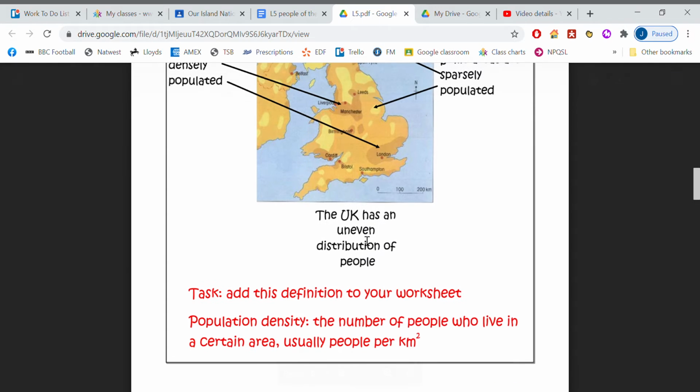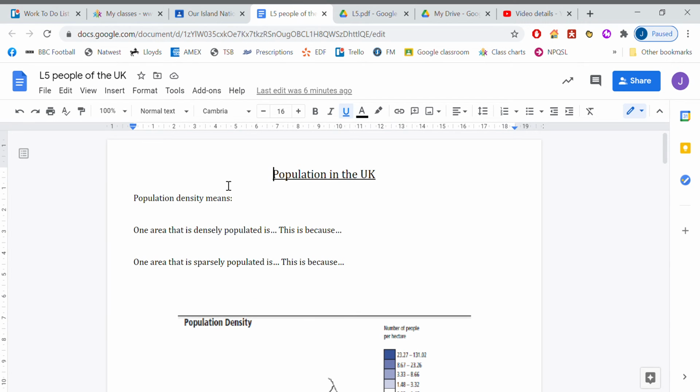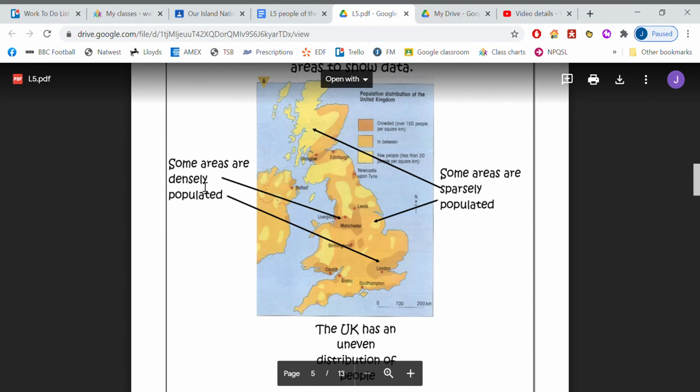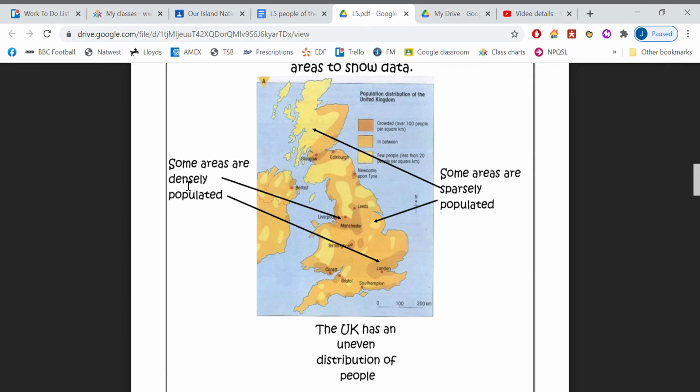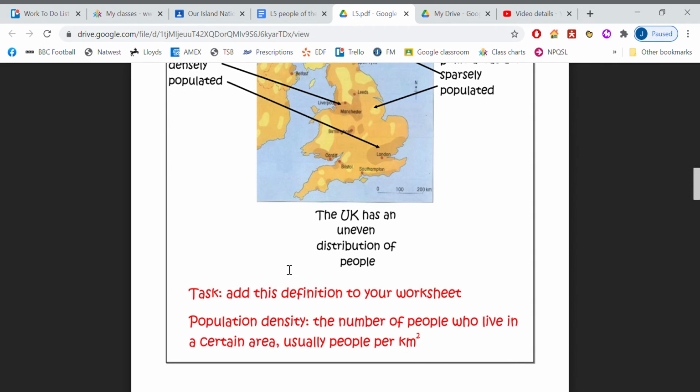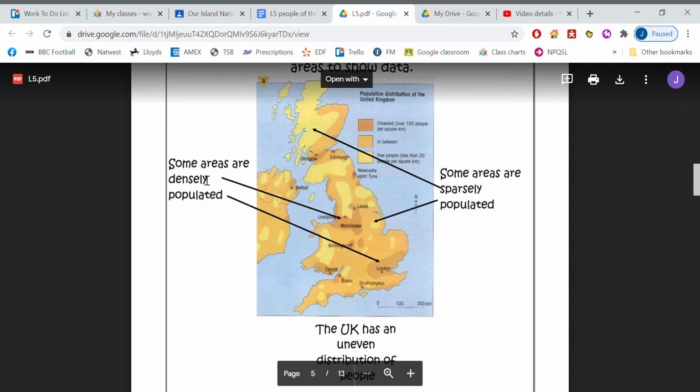So the UK has an uneven distribution of people, and you can add this definition for population density onto your worksheet. You may, as a top geographer, want to add down definitions for densely. Remember, a high population density is a densely populated, lots of people living there, it's crowded. Sparsely means few people living in the area.